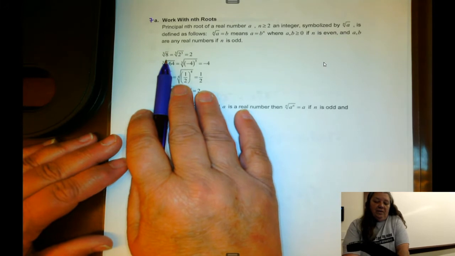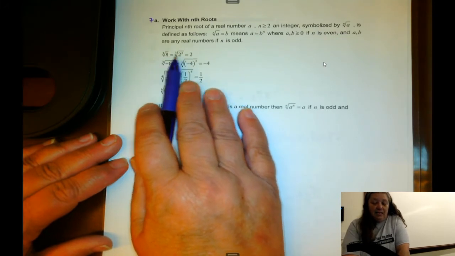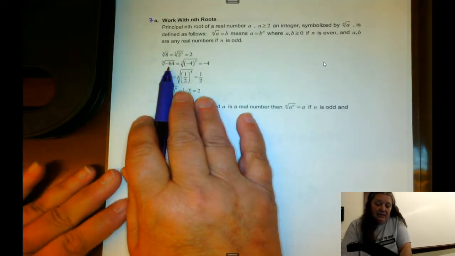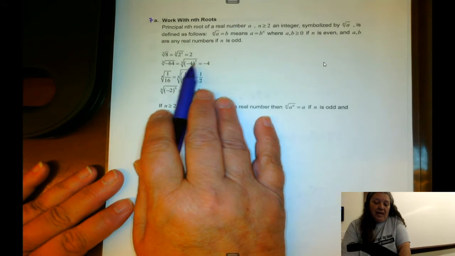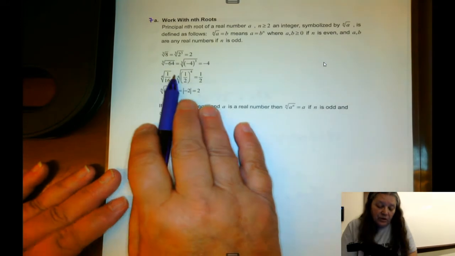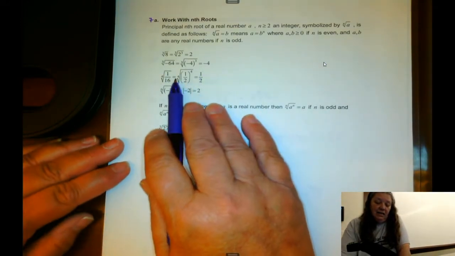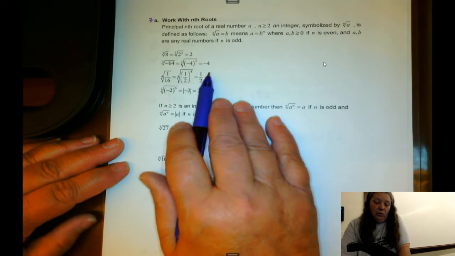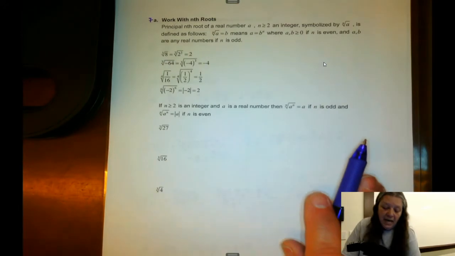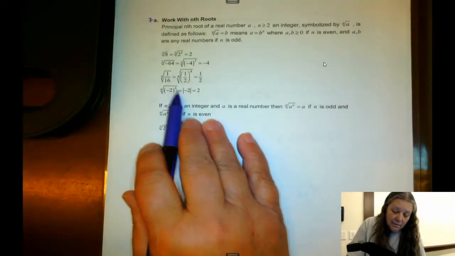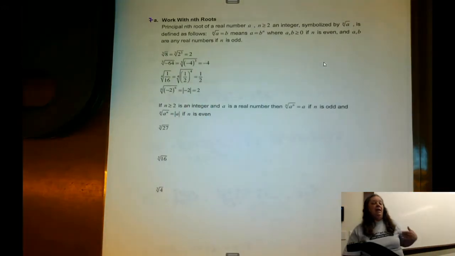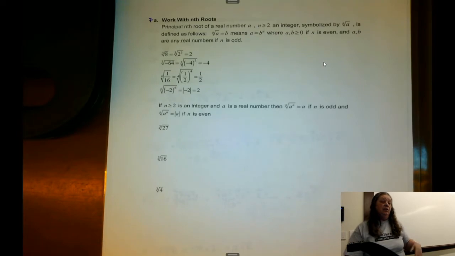So the cubed root of 8 would be the cubed root of 2 cubed, which is 2. Cubed root of negative 64 would be cubed root of negative 4 cubed, or negative 4. Fourth root of 1 over 16 is the fourth root of 1/2 to the fourth, or 1/2. Sixth root of negative 2 to the sixth is the absolute value of negative 2, which is 2. And we do that because we want the principal root, which is positive.